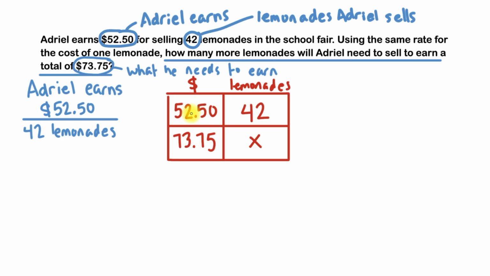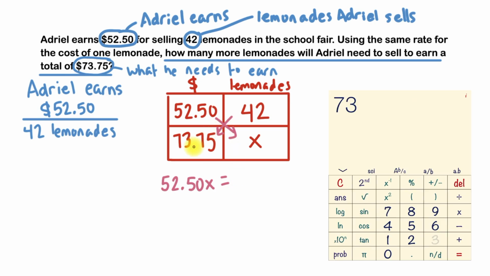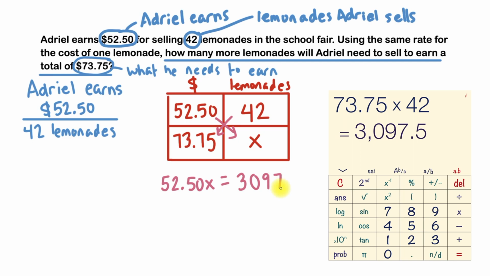So let's multiply $52.50 times x first. And when we do that, we'll get $52.50 x equals 42 times 73.75. So 73.75 times 42 will give us 3,097.5.